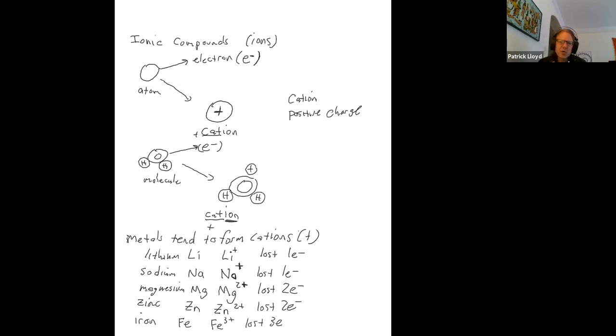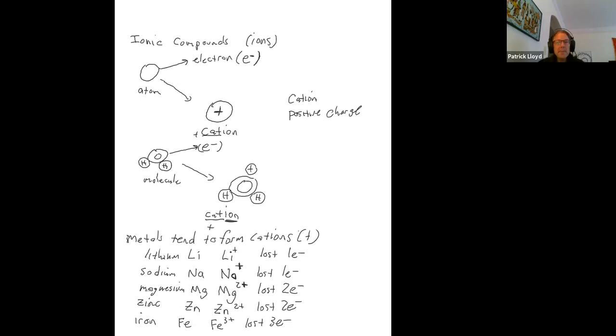Okay, so every time you lose 1, it becomes positive. If you lose 2, it becomes positive 2. If you lose 3, it becomes positive 3. So sometimes people will ask, well, can you get positive 4? And it turns out there are metals that can become positive 4, positive 5, positive 6. 7 seems to be about the limit. There aren't very many metals that can lose 7 electrons. That's a lot of electrons to lose. There's 1 or 2 that in theory can, but not very many.